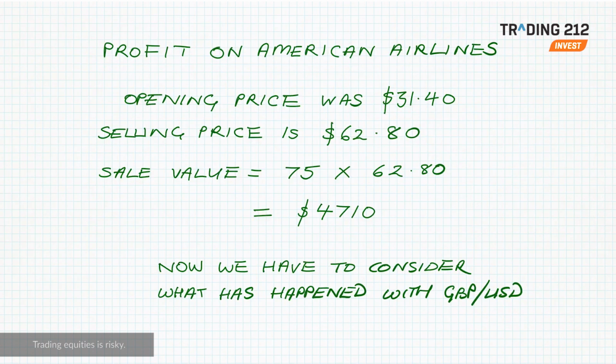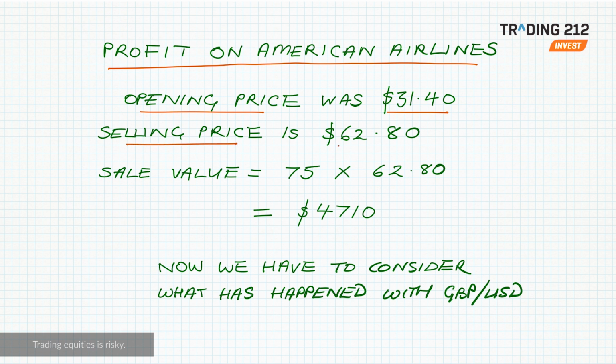And now let's move on to look at the profit on the American Airlines position. The opening price, if you'll remember, was $31.40. So if we're saying that the share price has doubled in value and that we're able to sell at twice that value, then our selling price is going to be $62.80 per share. So the value of the sale is the 75 shares that was the size of the holding multiplied by that price per share, and that gives you a sale value of $4,710.